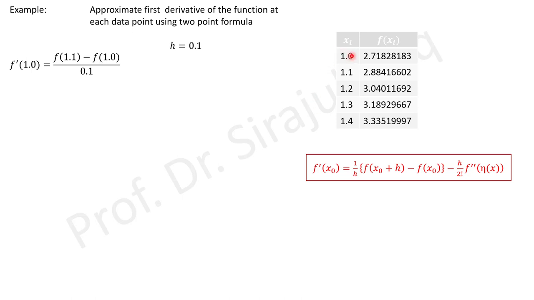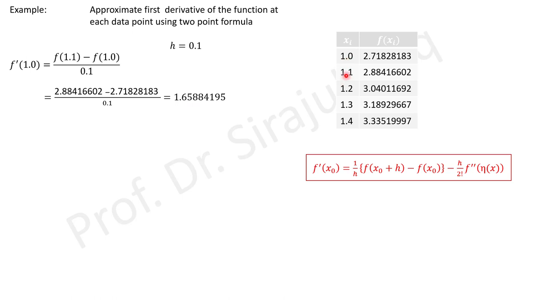The derivative at 1.0. The value of x naught in this formula is 1.0, and h is known. So 1 plus 0.1 is 1.1, and that's the reason I used f of 1.1 minus f of x naught, 1.0, divided by h. f of 1.1 is this value, f of 1 is this value. Substitute the values over here and simplify. This is the approximated value of the derivative at x equal to 1.0.